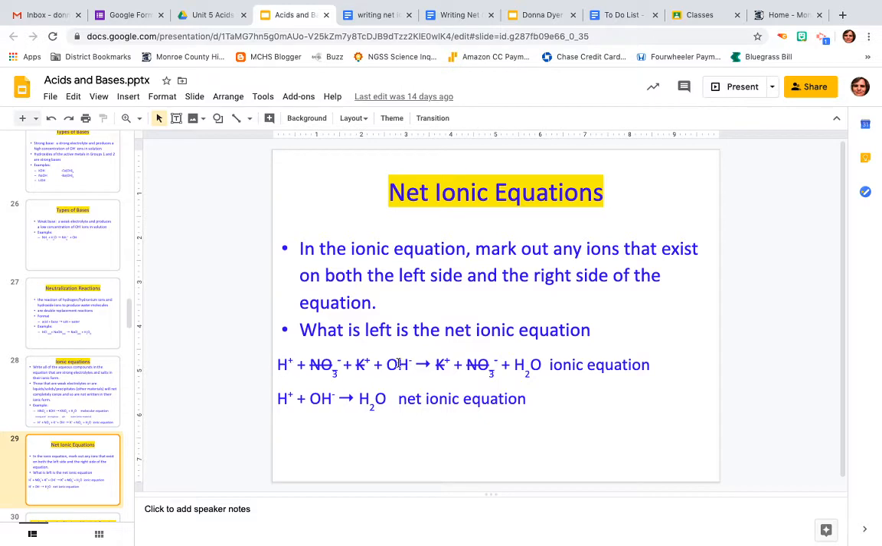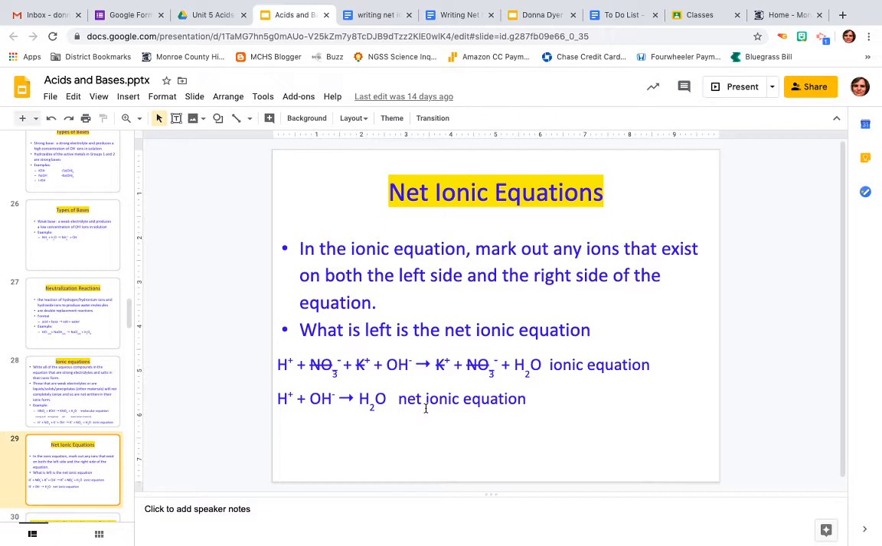On the left of the arrow, we have H plus and OH minus, and on the right of the arrow, we have H2O, the only thing that's not marked out. So our net ionic equation for this reaction is H plus plus OH minus yields water. Now, I will tell you, anytime that you have a strong acid reacting with a strong base, this will always be your net ionic equation.